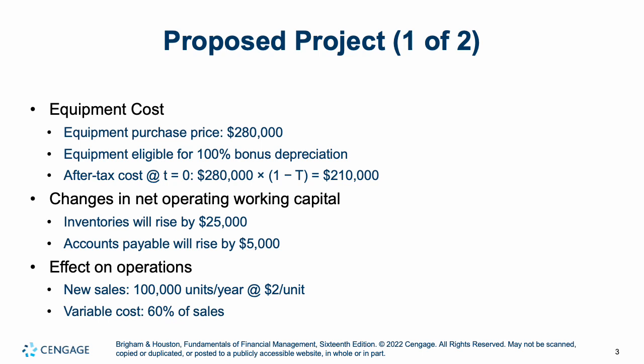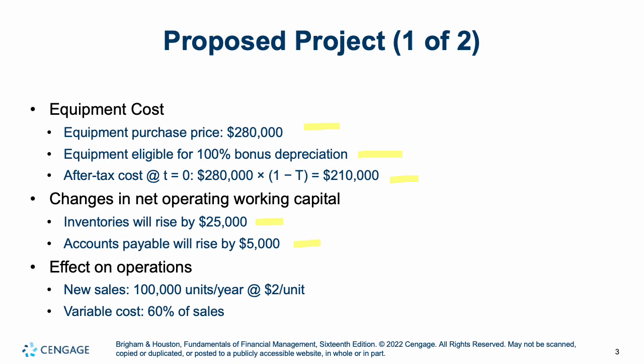So proposed project 1, equipment purchase price of $280,000. The equipment is eligible for 100% depreciation. After tax cost is going to be 280,000 times 1 minus our tax rate, and be 210,000 because we can write that off. Net working capital is going to rise by 25,000 and accounts payable by 5,000.